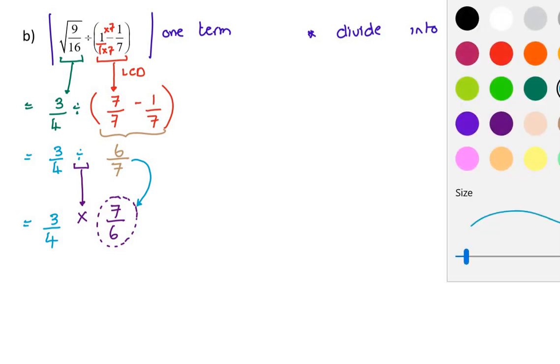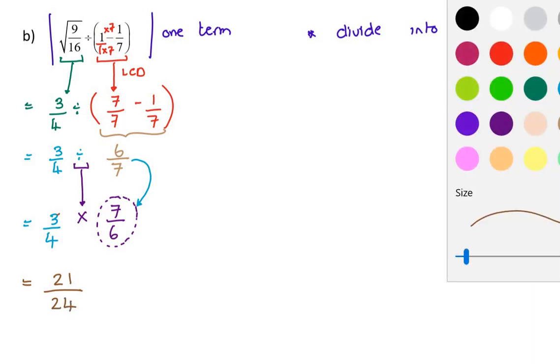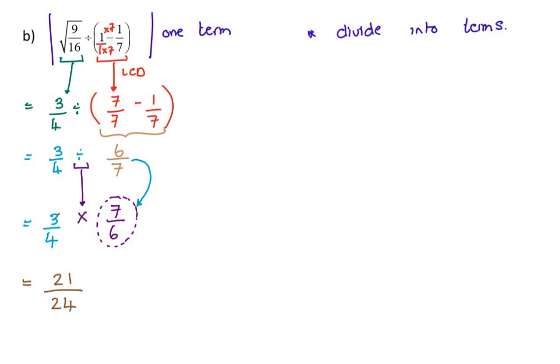Now different ways to proceed. If you proceed with top times top, bottom times bottom, 3 times 7 is 21, bottom times bottom is 24. Or you could proceed with the cancelling version. So you could say that 3 over 4 times 7 over 6, you could say 3 divided by 3 is 1, 6 divided by 3 is 2. Then do top times top, which would be 7, bottom times bottom, which would be 8.